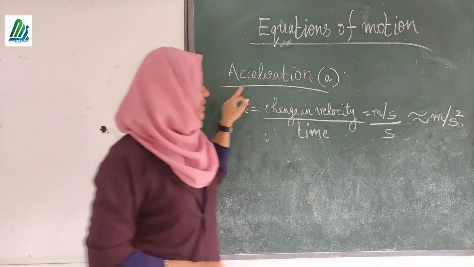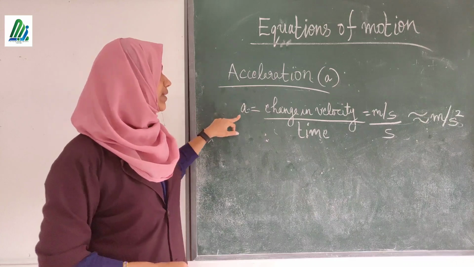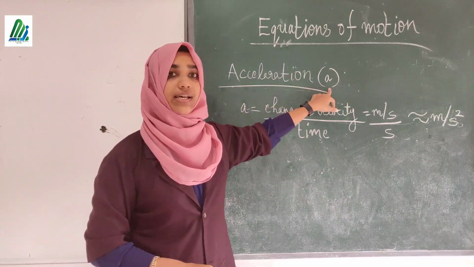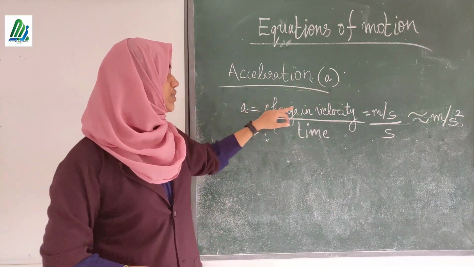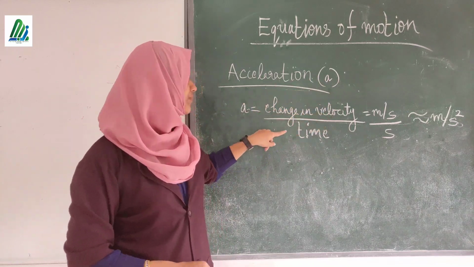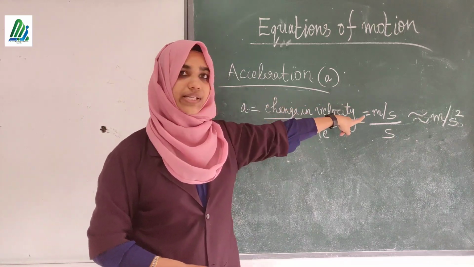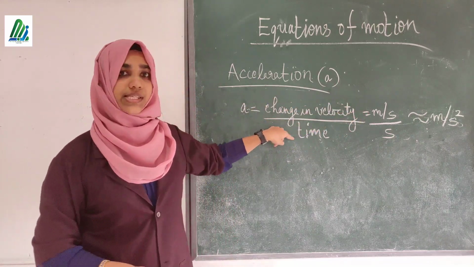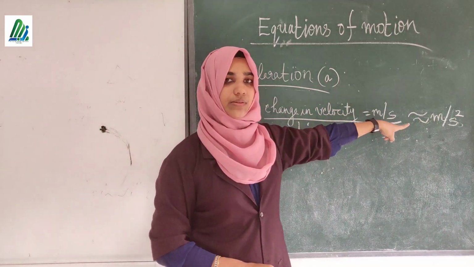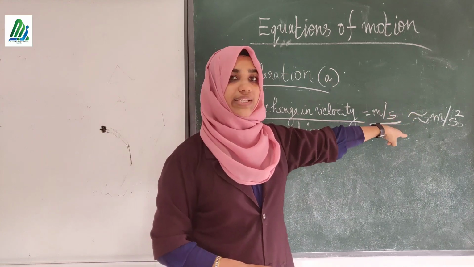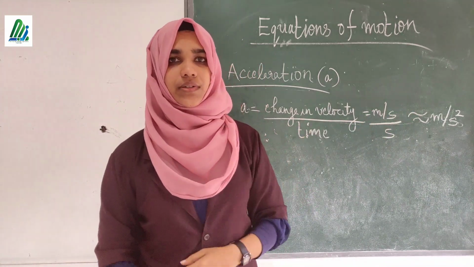Okay. Acceleration is the rate of change of velocity. Here we can represent acceleration by using the symbol small a. Then a equal to change in velocity by time. Here the unit of velocity is meter per second and the unit of time is second. So we can write meter per second square. Okay, I think all of you got it.